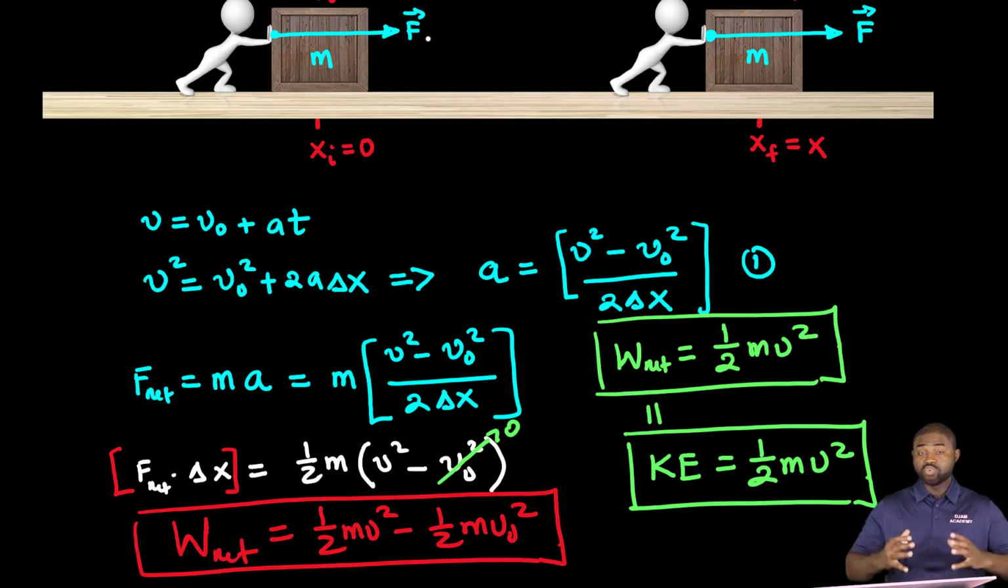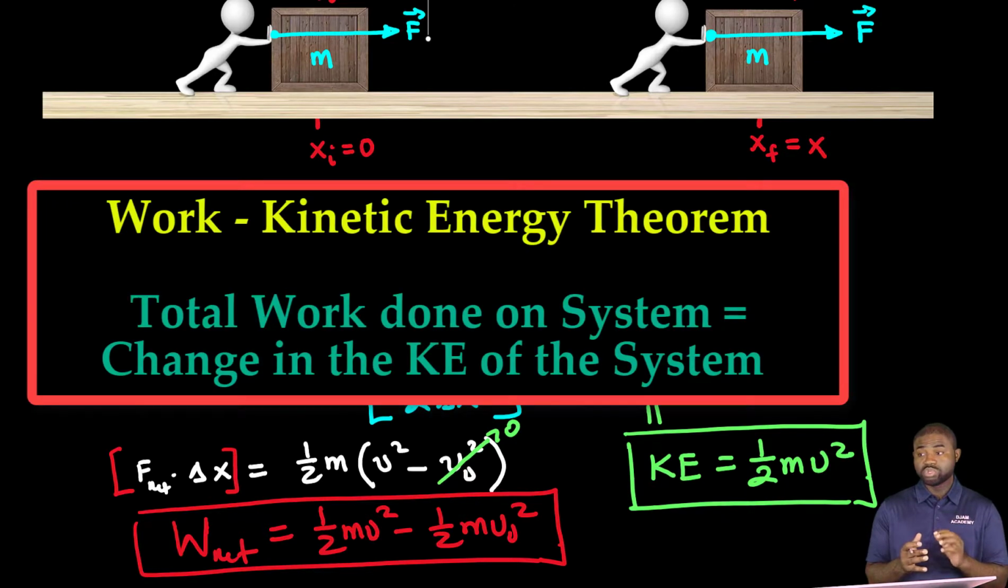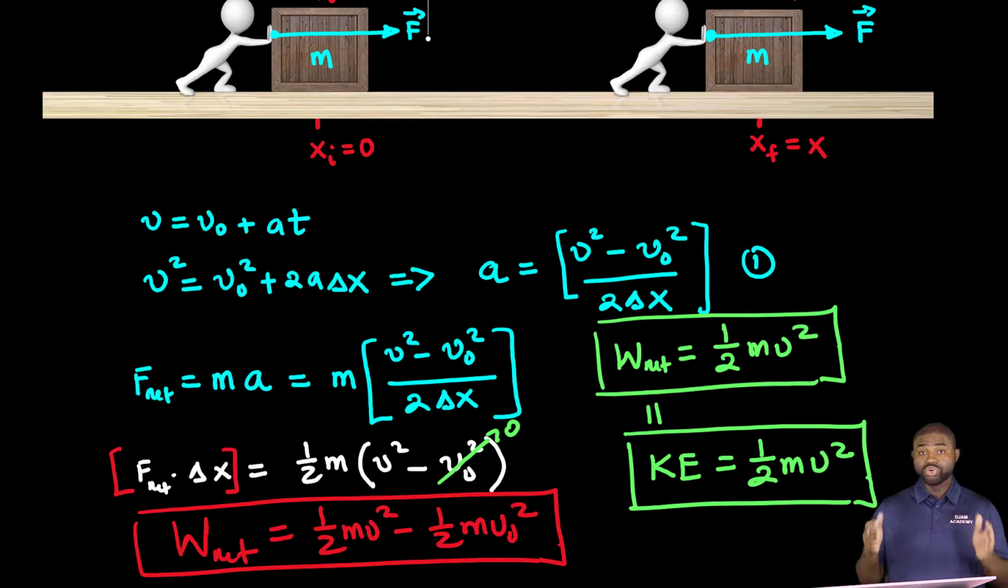It means that the net work acting on a system is simply equal to the change in the kinetic energy of that system. Let me say that again. The net work done on a system is equal to the change in the kinetic energy of that system. This we call the work kinetic energy theorem, which essentially states that the net work done on an object is equal to the change in the kinetic energy of that object.